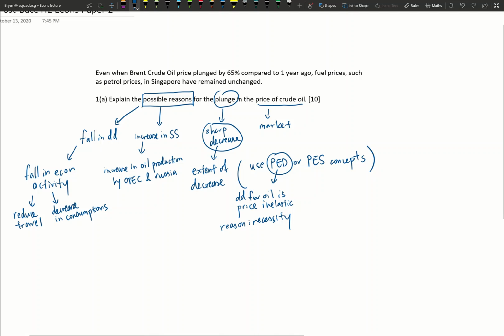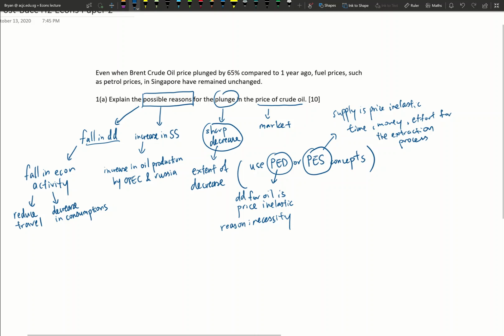We can also talk about PS, right? When there is an increase in, or in this case, a fall in demand, how does the PS affect the extent of the increase in price? So we can argue that the supply is price inelastic because in this industry it takes a lot of time, money, and effort for the extraction process, right? So supply takes a longer time to respond to the change in price.